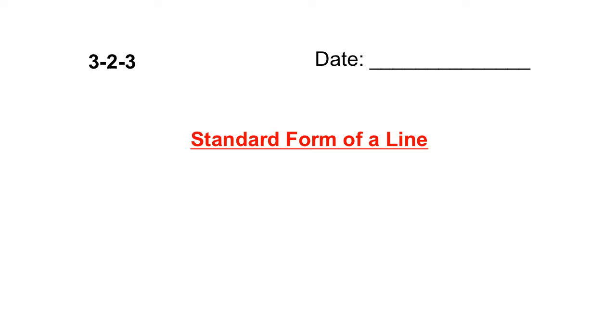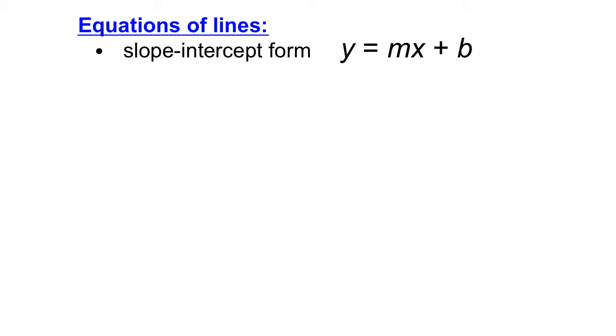In this lesson, we're going to look at writing the equation of a line in a different format than y equals mx plus b. We're going to look at the standard form of a line. The form of a line that you're used to writing is y equals mx plus b, and that's called slope-intercept form because it shows the slope and the y-intercept. That's what you've been used to so far.